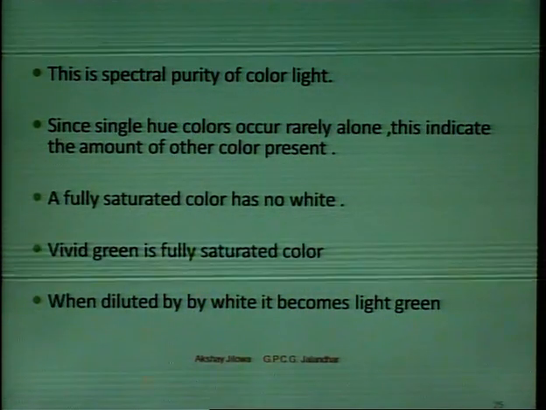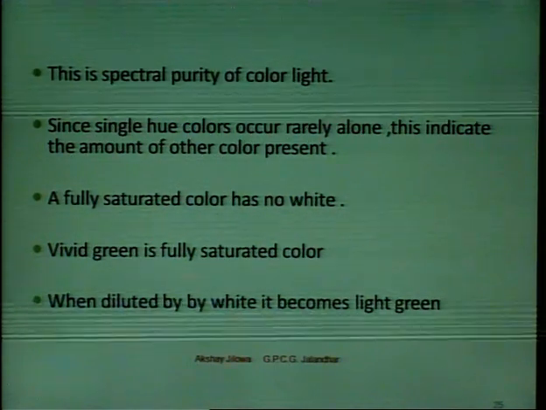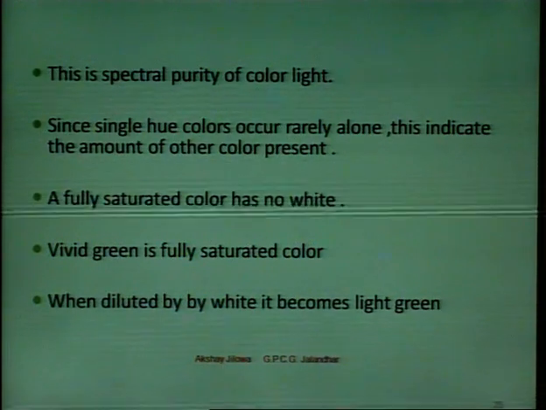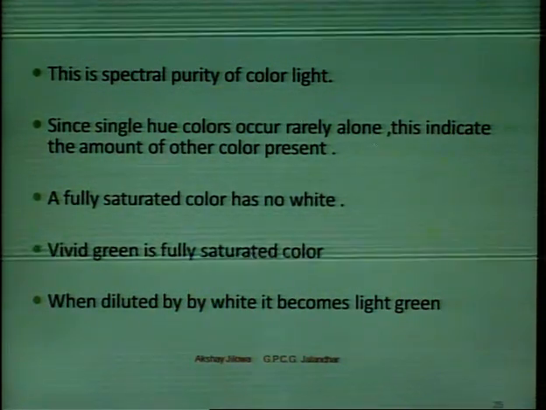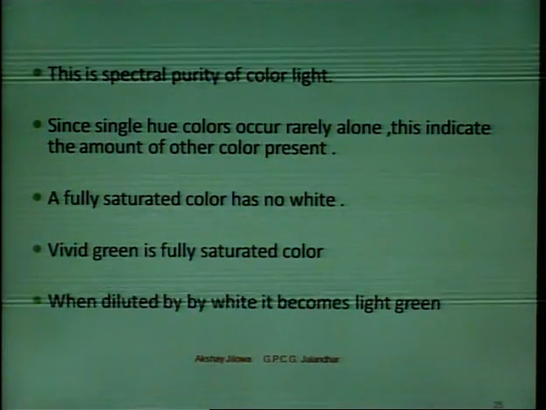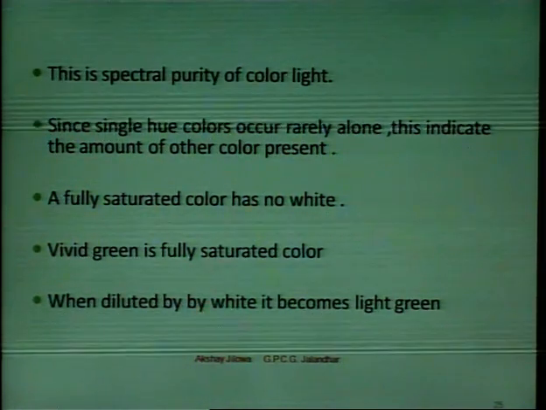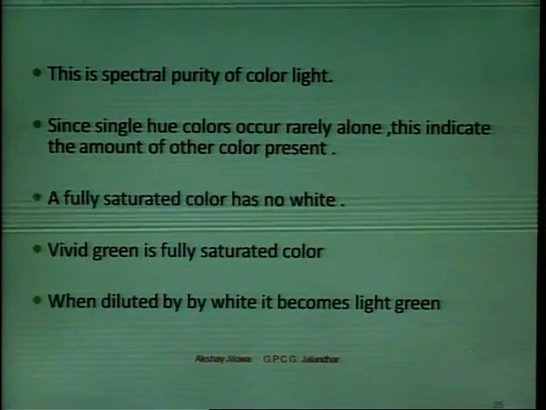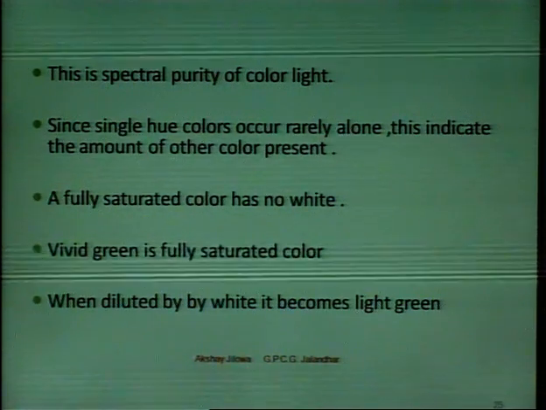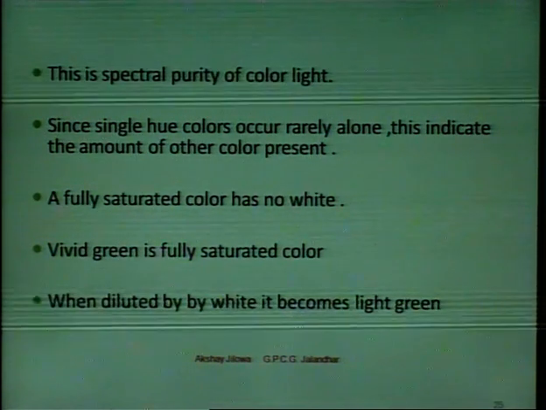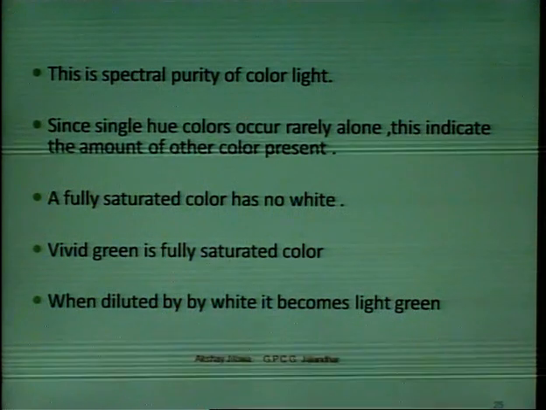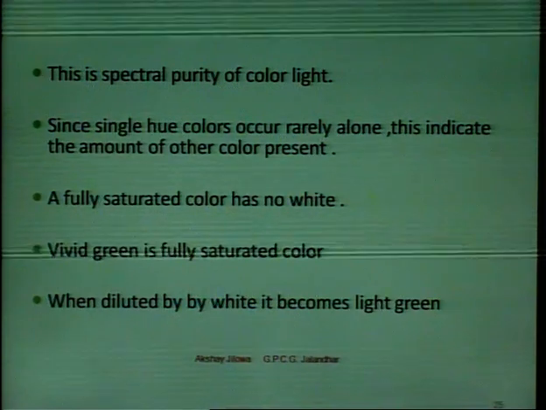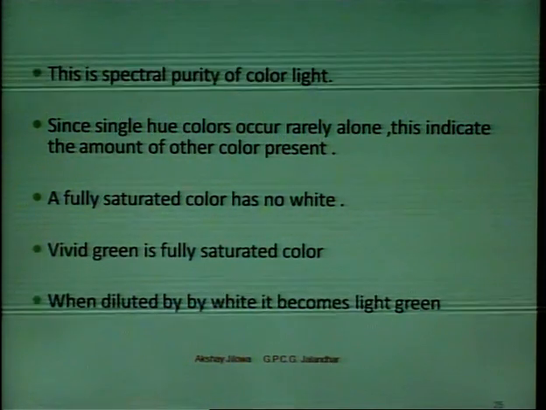And if there is no white, it means it is fully saturated. It is fully saturated, it means it is zero affected. So, it means it has no white. Vivid green is a fully saturated color. When diluted by white, it becomes light green. If you have pure green, then it is fully saturated, but if we mix white into it, it becomes light green. So, this is an example of what saturation is.